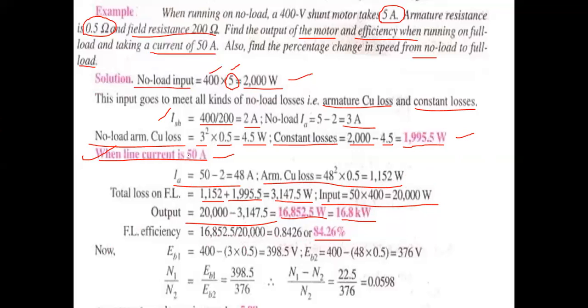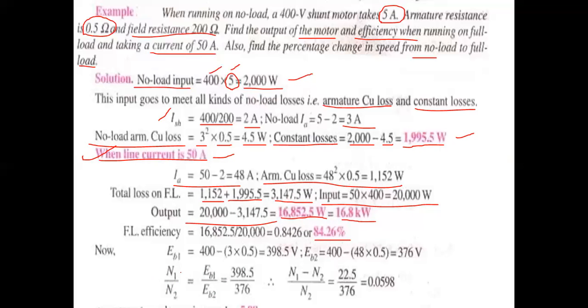Now, what is the percentage change in speed from no load to full load? For that, this is a shunt motor. We have a formula N2 by N1 is equal to EB2 by EB1 times phi 1 by phi 2. And here, this is a shunt motor, so the flux remains constant. Then N2 by N1 is equal to EB2 by EB1. Then N1 is already given, N2 is not given. We have to find the percentage change in speed.